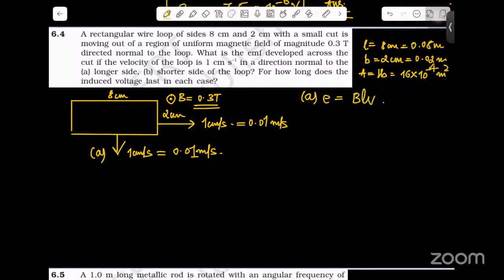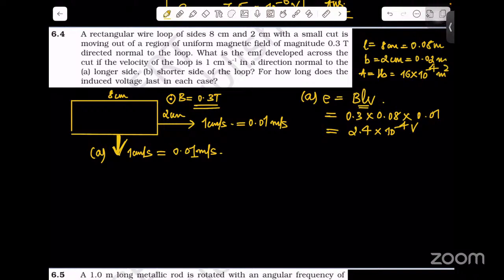Everyone knows BLV, which is the magnetic field, which is 0.3, into L, which is 0.08, times V, which is 0.01. So this is equal to 2.4 into 10 raised power minus 4 volts. In this expression, this L is taken as that side which is perpendicular to the velocity. That is taken as the value of L.